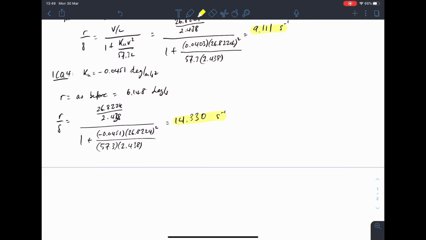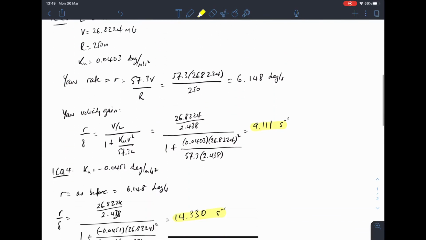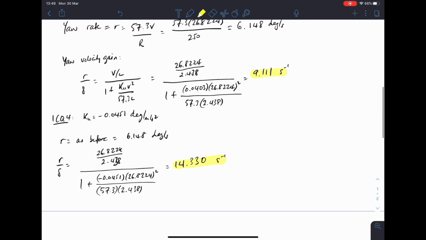Okay, so those are the values for the yaw velocity gains for question 3 and question 4. This means that for an additional degree of steer angle, we get an additional yaw of 9.11 degrees per second for question 3, and for question 4, an additional 14.33 degrees per second. Question 4 is an oversteering car, so that would make sense. If you increase the steer angle, you'd get more yawing of the vehicle, because the back tyres are sliding more than the front tyres, in a sense.